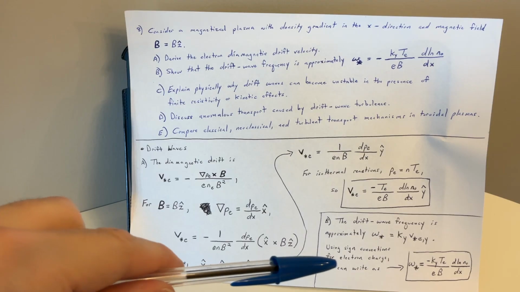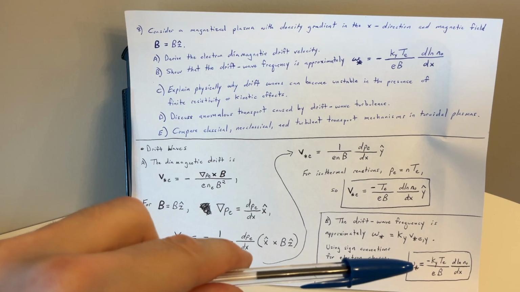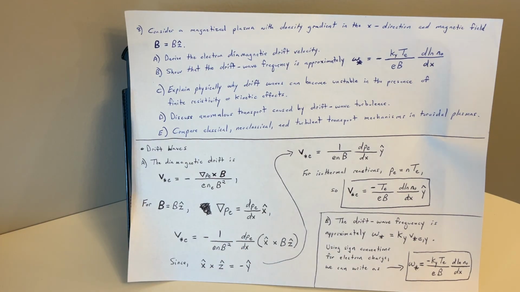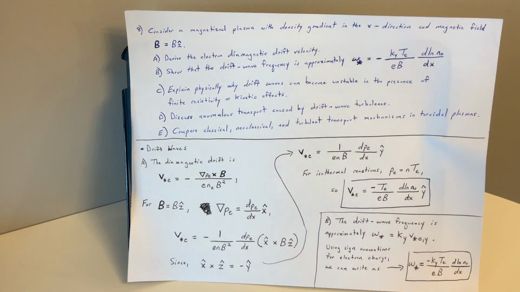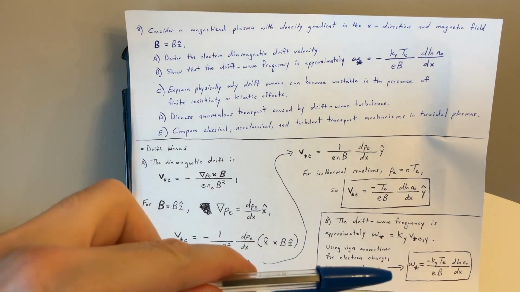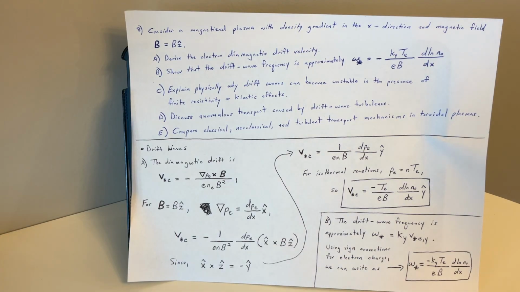Using sign conventions for electron charge, we could write it as the following. And I said W. I'm sorry, that's omega. My apologies, omega. I do this all the time. Omega sub star equals negative k sub y T sub e over eB, times d/dx ln of n naught. So that is the drift wave frequency approximation.